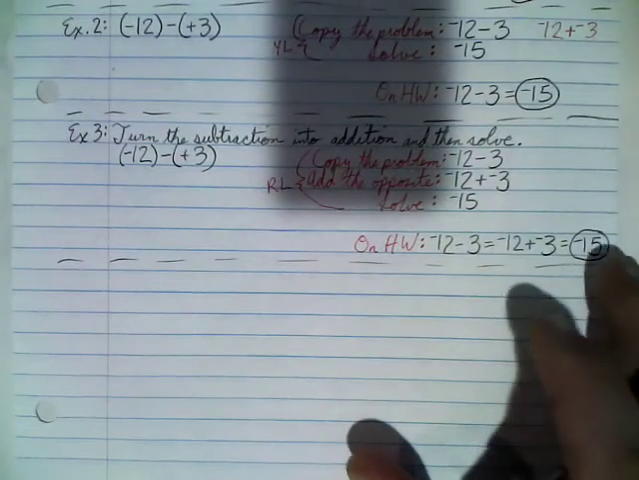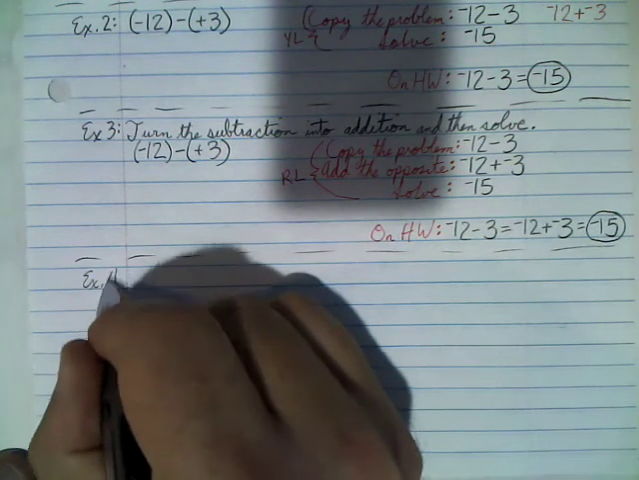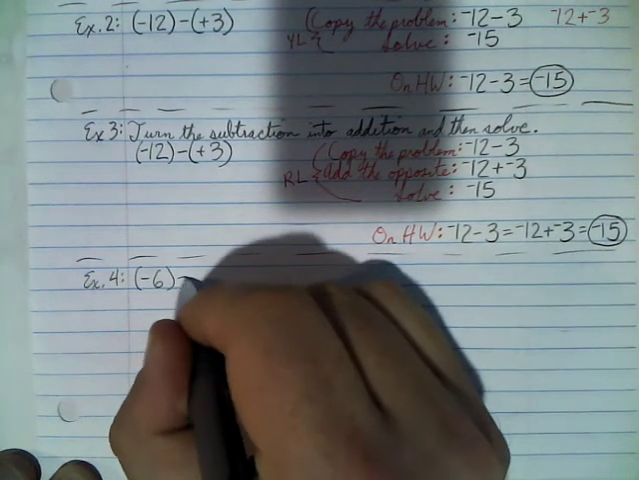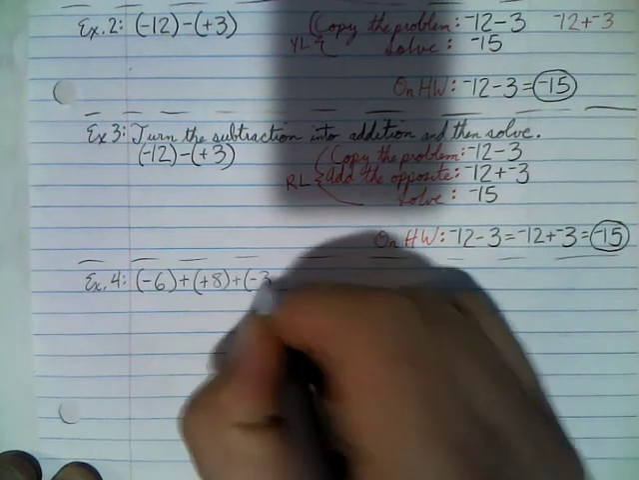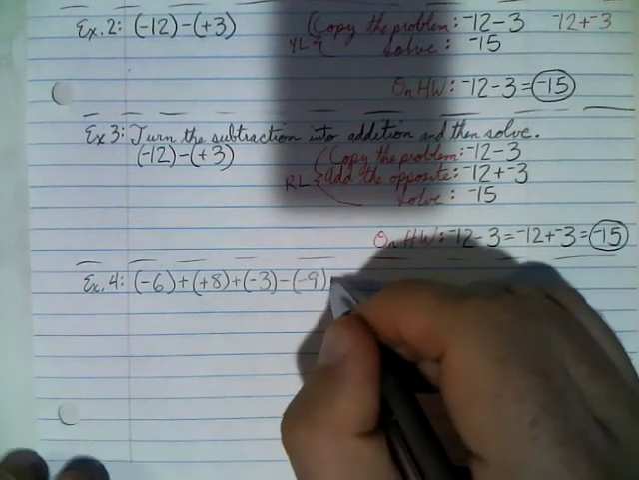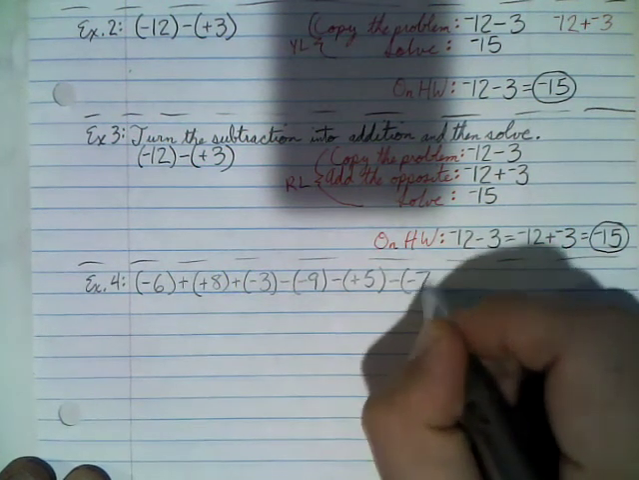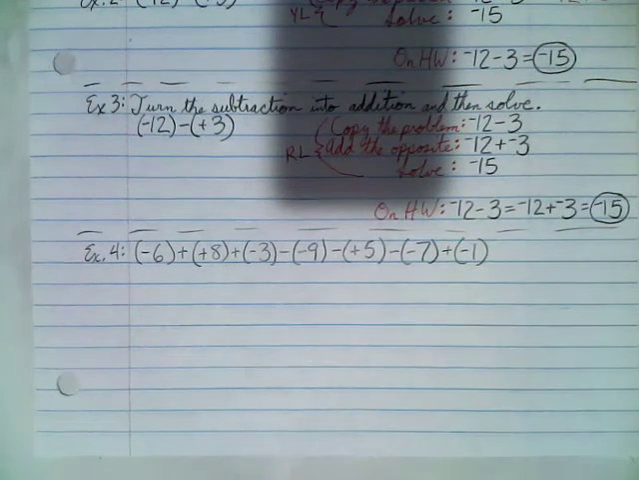All right, and then one more. This one a bit more complicated. We'll call this example 4. And I'm going to have parenthesis, -6, close parenthesis, plus +8, plus a -3, minus a -9, minus a +5, minus a -7, plus a -1. And that's a little bit of a beast, but we're going to take it in pieces.